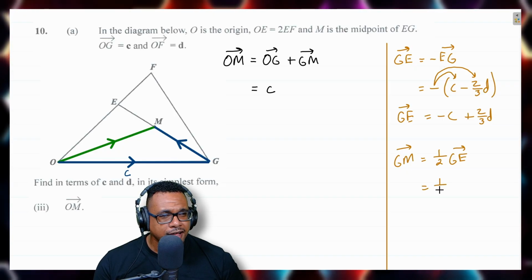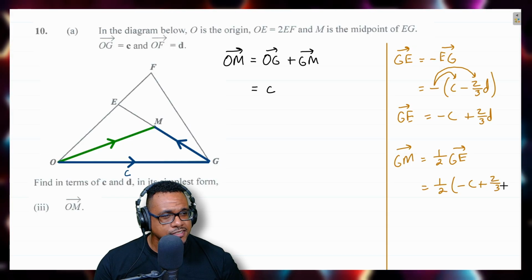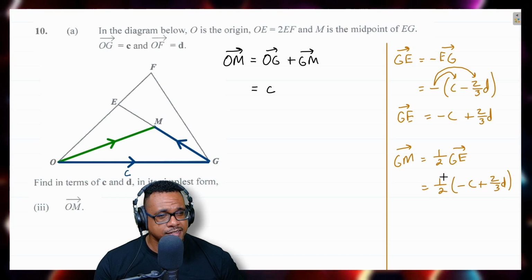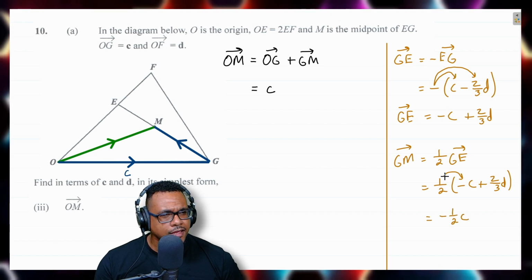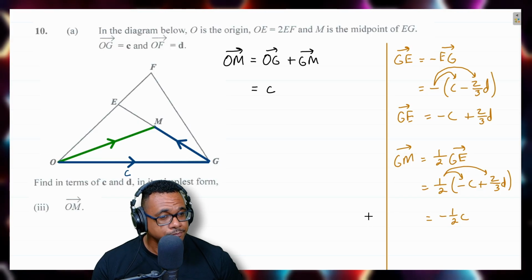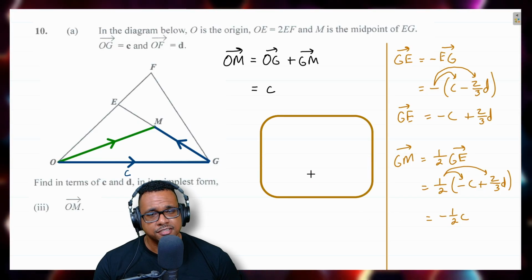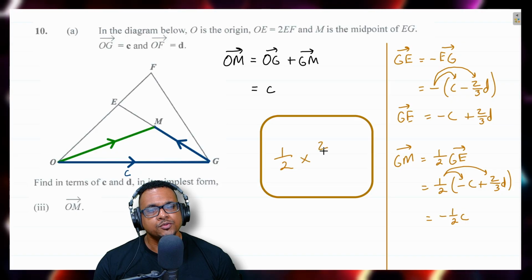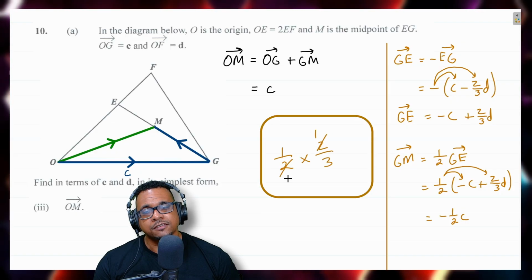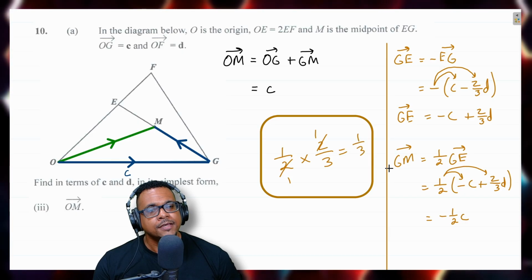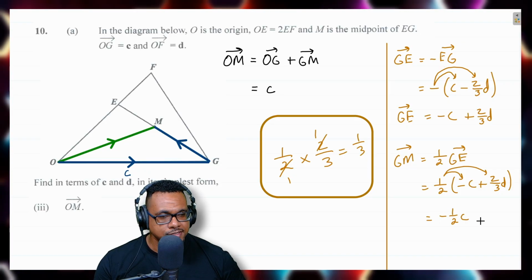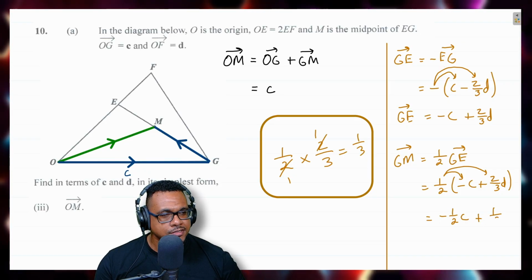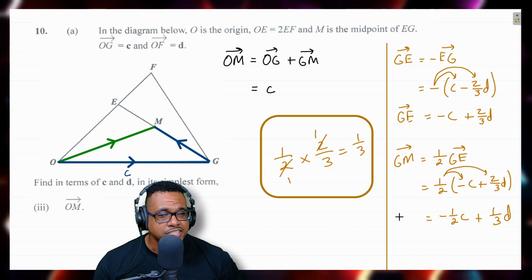Therefore, that'll be a half of this vector here, negative C plus 2/3 D. And again, we could expand that. A half by negative C is negative a half C. And a half multiplied by 2/3 D, if you think about that, a half by 2/3, let's just write that right here. A half multiplied by 2/3. The 2's will cancel out each other, and therefore you remain with 1/3. Therefore, a half multiplied by positive 2/3 D will give you 1/3 D. So that's plus 1/3 D. And that's my vector G to M.